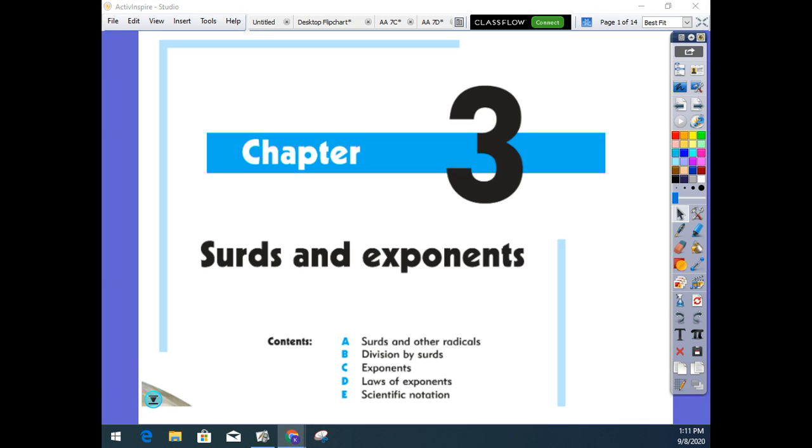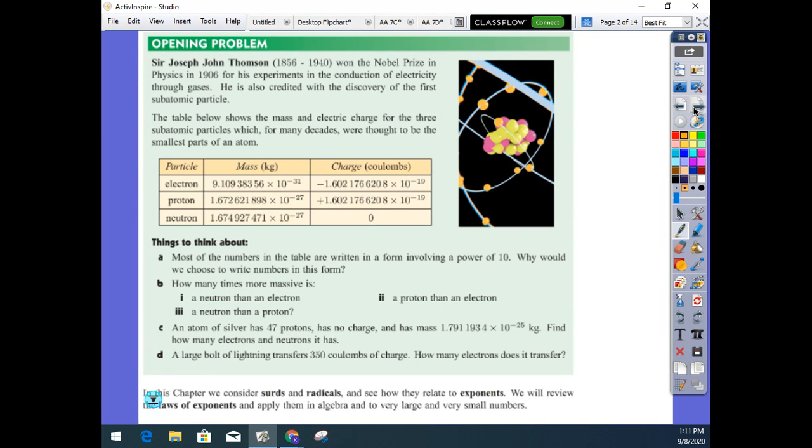All right. So, chapter 3 is all about exponents, and they call them surds, which is a weird word to me, but whatever. Opening problem is just talking about mass and the electric charge.